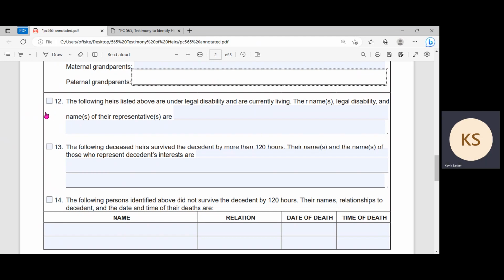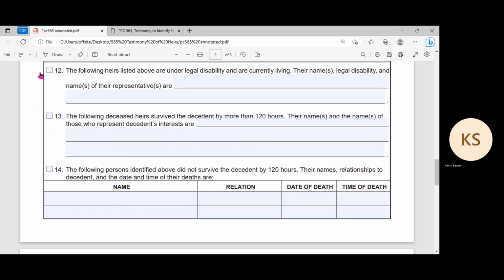So this was also asked in the application, and it is looking to understand if any of the heirs are under a disability such as a guardianship, conservatorship, or a minor, and who is the representative of those people. So if it's true, check box 12 and fill in the names, the legal disability, and the representative. If there are multiple people, you can simply type "see attached" and put an attachment to this with the names requested in number 12.